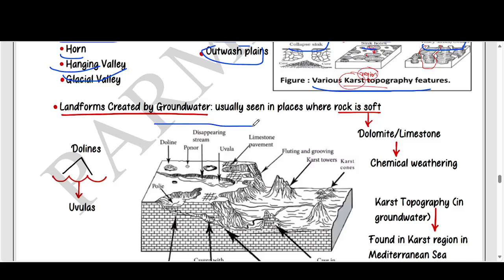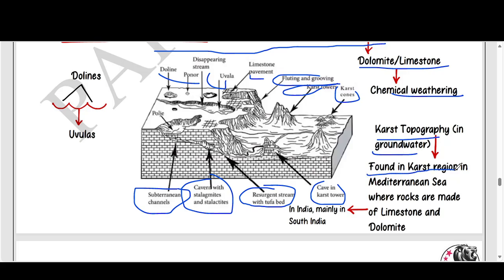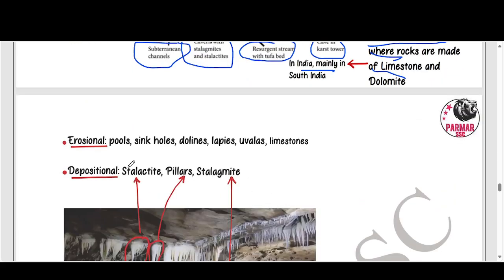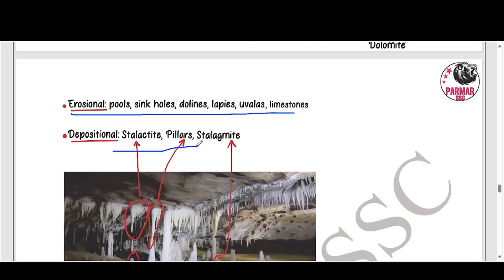Landforms created by groundwater occur in places where the rock is soft, dominated by limestone and chemical weathering. Features include dolines, poljes, limestone pavement with flutings and grooves, karst cones, dry valleys and uvalas, caves with stalagmites and stalactites, and surgent streams with tufa beds. Karst region is named after the Karst region of the Mediterranean Sea, where rocks are made of limestone and dolomite. In India, it is mainly in South India. Erosional features: pools, sinkholes, dolines, lapies. Depositional: stalactite pillars and stalagmites.